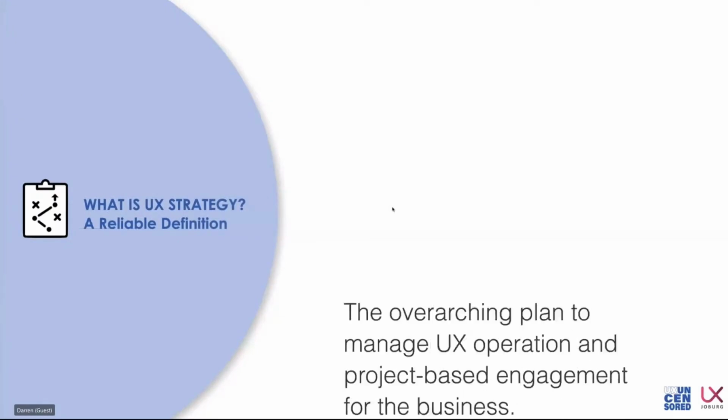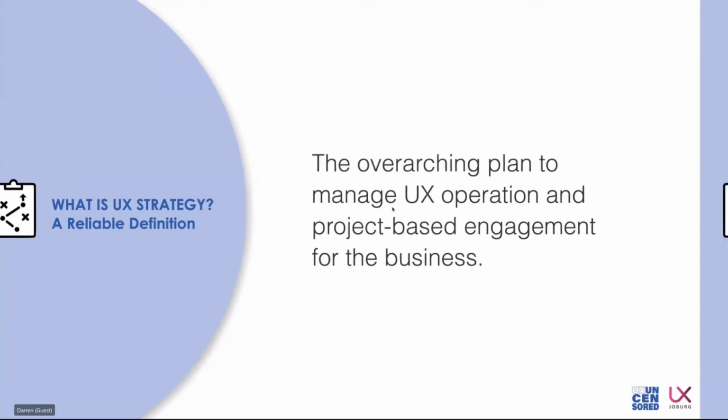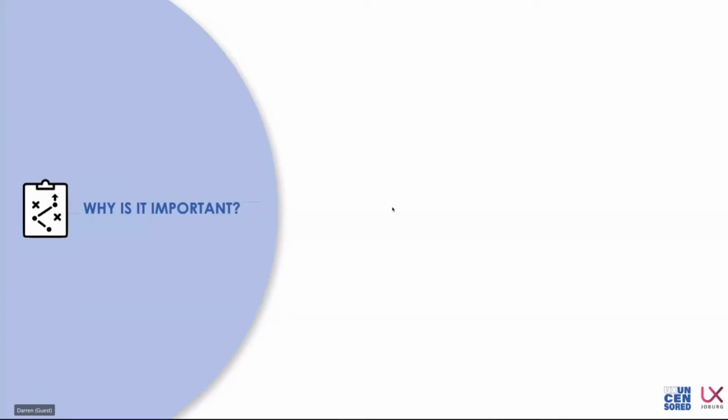From there, let's look at what I consider to be a more reliable and a more practical definition. It's still on the short side, but while it's on the short side, it still lends itself to practicality. So I define it as the overarching plan to manage UX operation and project-based engagement for the business. I hope you're already noticing, I'm branching outside of your basic project planning, and now we're looking at management of the UX operation as a whole, to give you a hint of where we're about to go. So why is UX strategy important then?